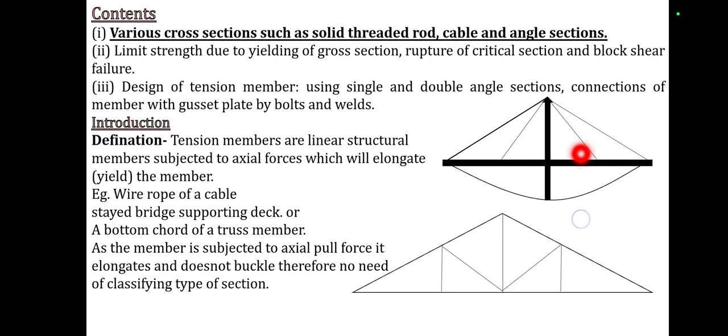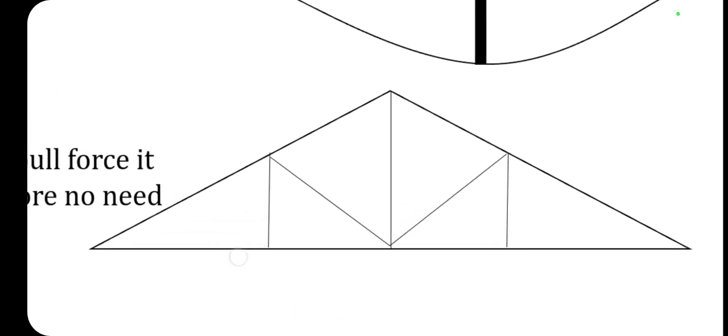Now, what are the examples of a tension member? The first example is the wire rope or a cable, as in cable-stayed bridges supporting the deck. In the diagram, this red pointer shows you the cable-stayed bridge, and this rope is subjected to tension force. The second example is the bottom chord of the roof truss, which is a tension member.